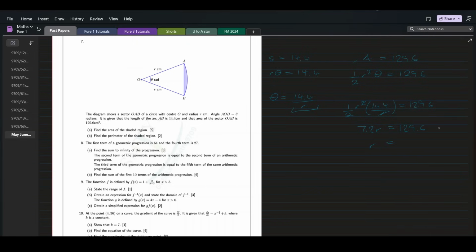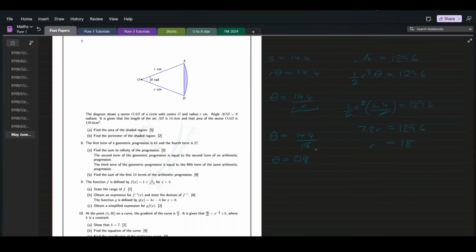Divide both sides by 7.2. So 129.6 divided by 7.2 gives us 18. So that means our radius is 18. Now let's evaluate theta. That's 14.4 over 18. If you punch this into the calculator, that's 4 over 5, which we can write as a decimal as 0.8.